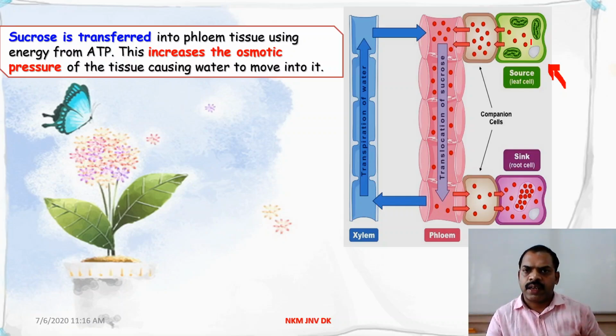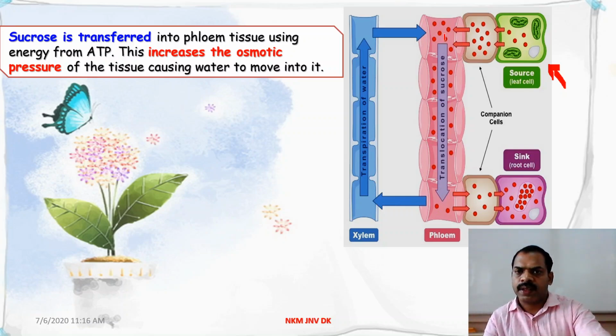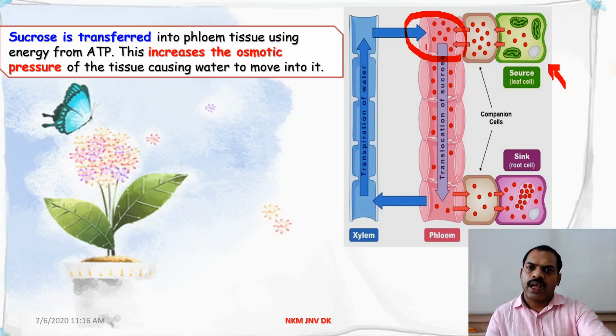companion cell of the phloem. From there it goes to the sieve tube or sieve tube elements of phloem, we know. So once you can see here, when the sucrose is reached here and having high osmolarity, so because of that high osmolarity, what will happen?